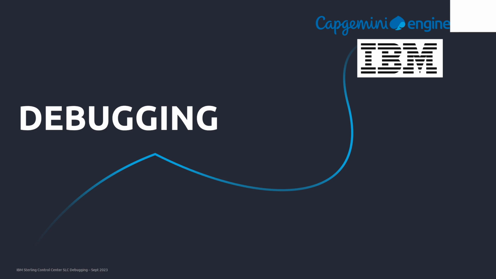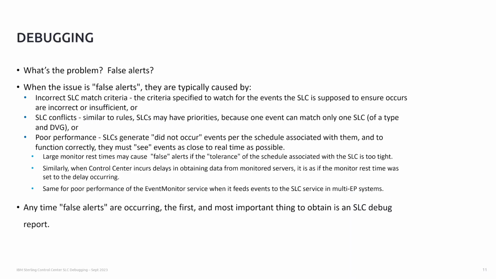All right, so now I think we're going to actually show you how to do some debugging. When you're doing your debugging, you need to know, well, what's the problem? Is it what's called false alerts? False alerts can be caused by multiple things. Incorrect SLC match criteria. That's the typical problem.